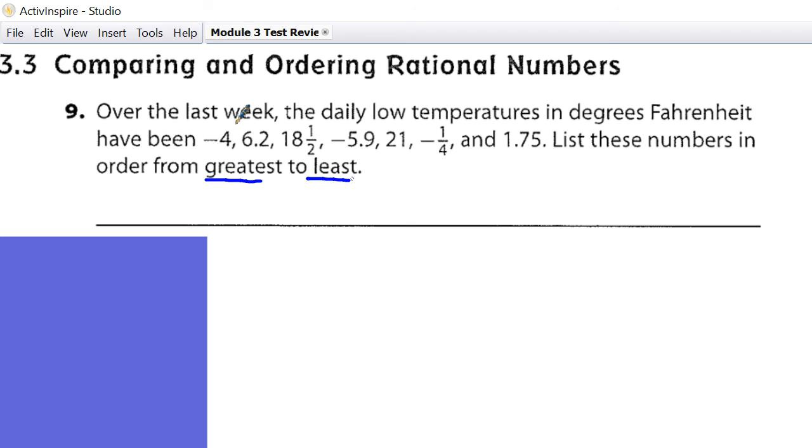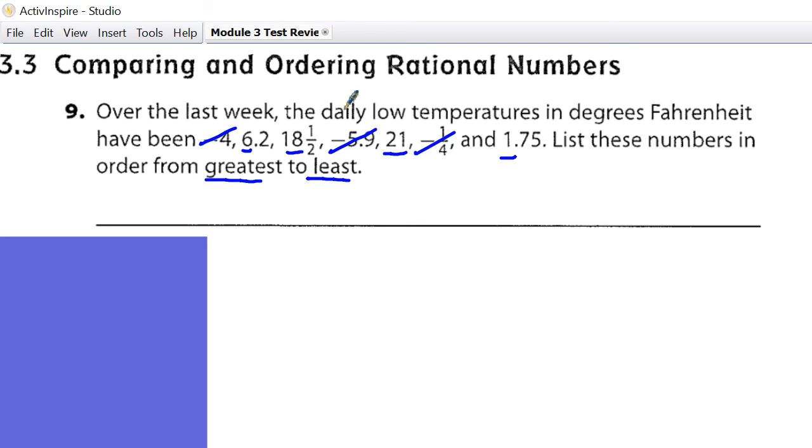I'm going to go ahead and point out some answers that it cannot be right now. It cannot be any of my negatives. So right now, I'll come back and unerase these later. Remember, I'm looking for my greatest value. It can't be negative 4 or negative 5.9 or negative 1/4. I've got 4 positives to choose from. I've got 6 and something, 18 and something, 21, and 1 and something.